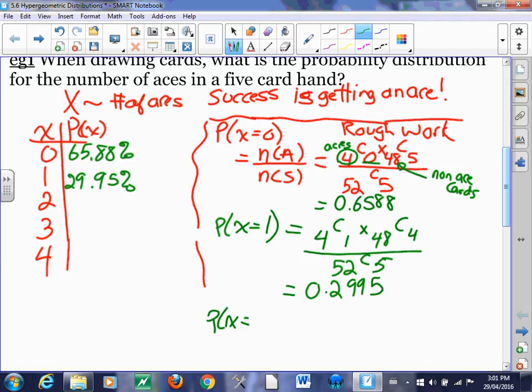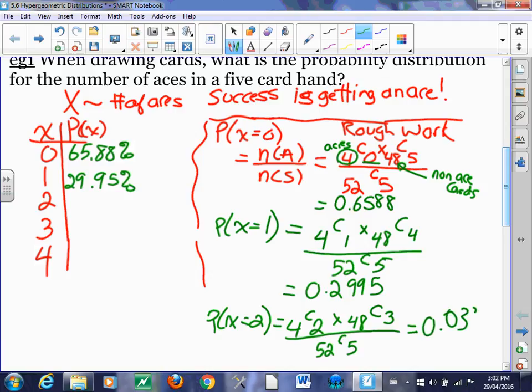Probability when x equals 2. Okay, so 4, choose 2 aces this time, times 48. And how many cards do I have left over? If I choose 2, then I've got 3 that are non-aces. All divided by 52, choose 5. Plug that in, and you will get 0.0399. Notice the more aces we get, the lower this percentage is. So this is 3.99%, just to get 2 aces.